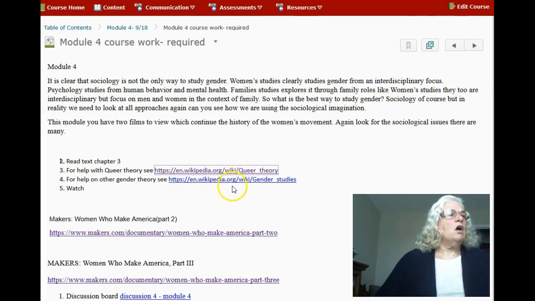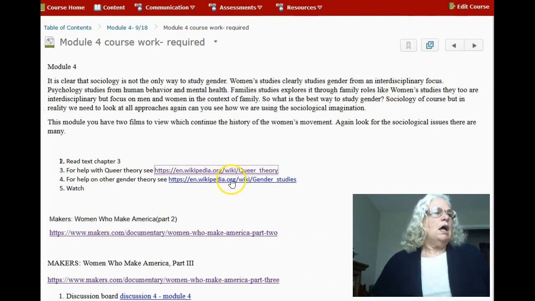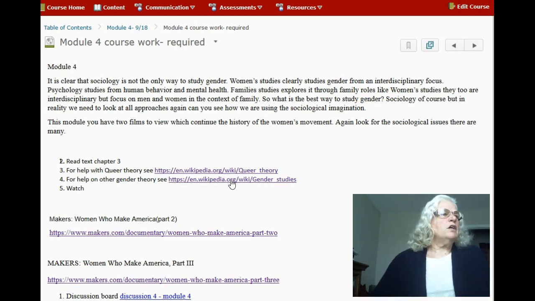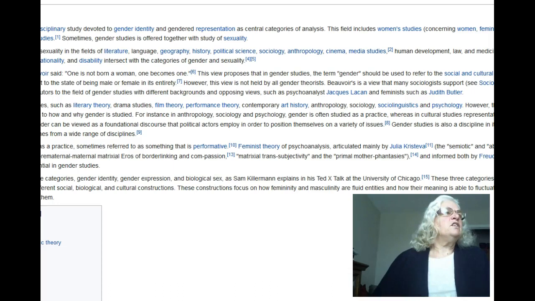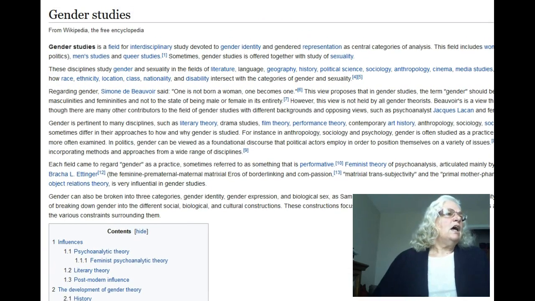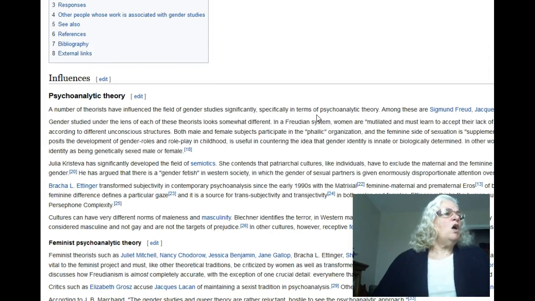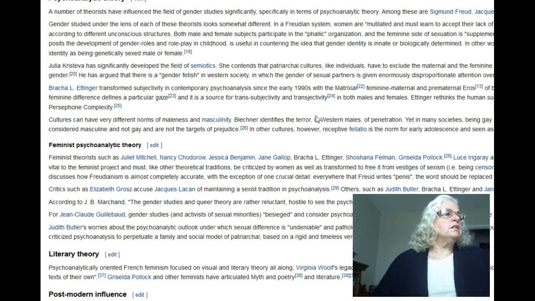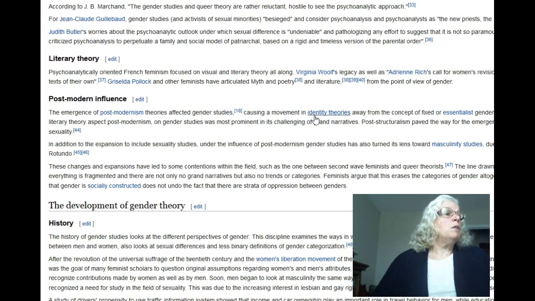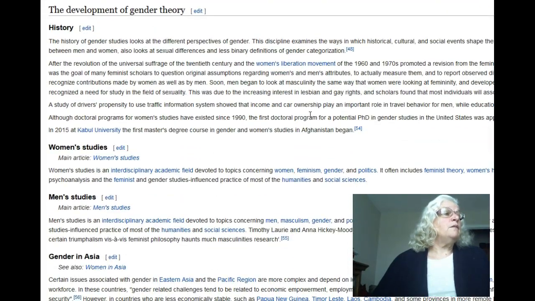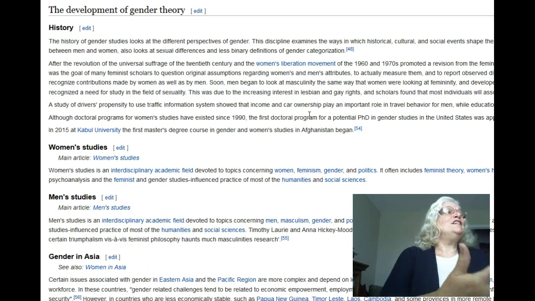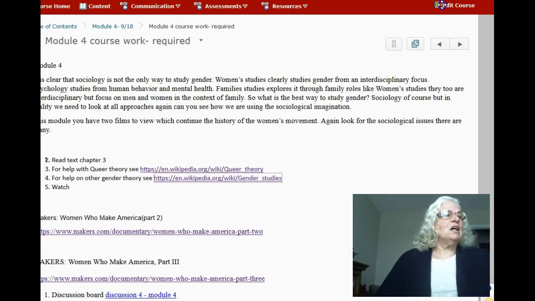The other link is also to a Wikipedia source. This Wikipedia source talks about other gender theories as we talk about gender studies. Now, I mentioned family studies and gender studies use these other theories that come into place. And so the psychoanalytical theory, the feminist psychoanalytical theory, the postmodern influence, the development of gender theories and women's studies and men's studies. And these are additional to what our course has a chance to talk about within the text.